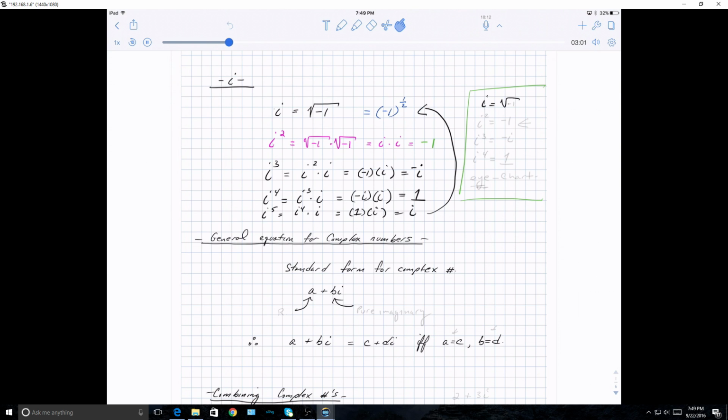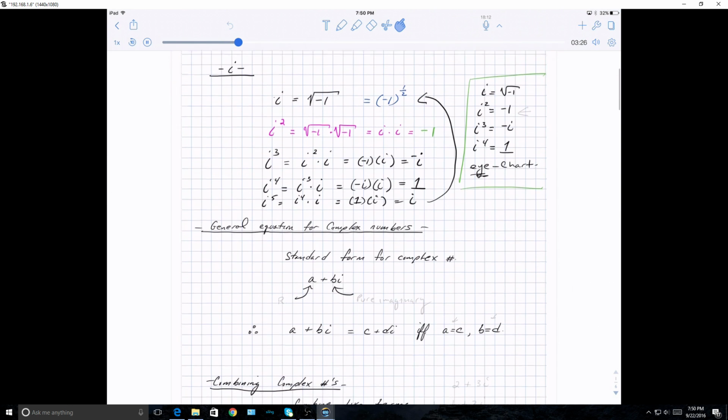So i is just the square root of -1. i squared is always going to be -1. i cubed and multiples of that are always going to be negative i, and i to the 4th will always be 1. So I call this the i chart. Get it? So I wrote it like an i, but it's i. Okay. Anyway, let's move on.